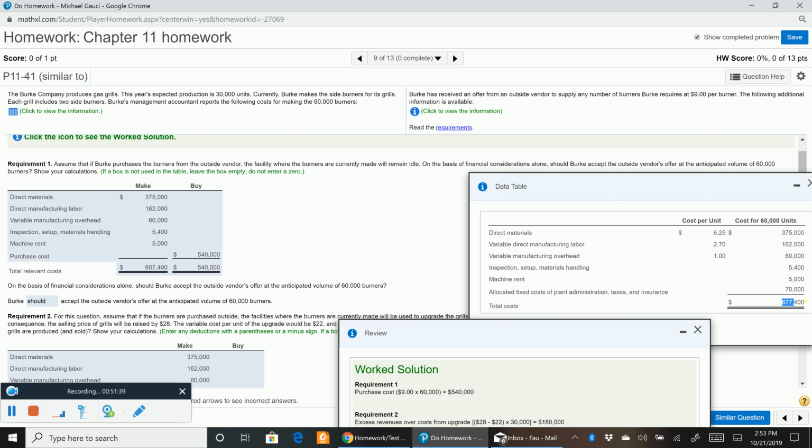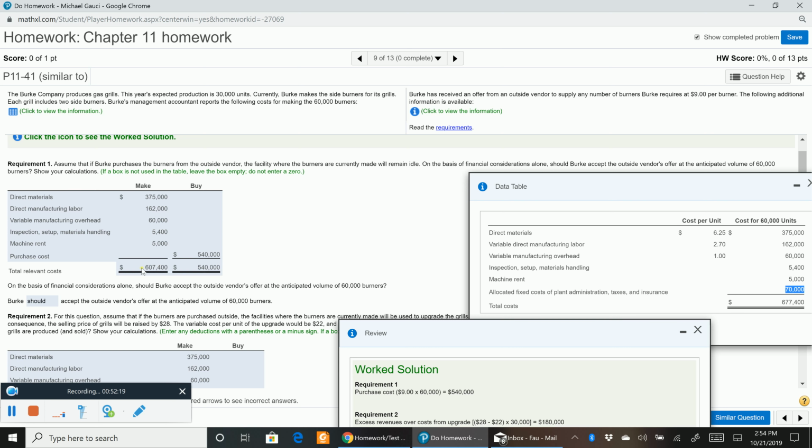We're not going to take the full 677. We only need to pull in the costs that are relevant, meaning the costs that are different between choice 1 and choice 2. And that would basically be everything except for the allocated fixed costs. The direct materials, the variable overhead, the variable labor, the inspection, the setup, the materials handling. Yes, it's a fixed cost, but it goes away if we don't have to do that. The machine rent, the rent of the machine goes away if we don't have to worry about using the machine. All right, so everything here is relevant except for the 70.